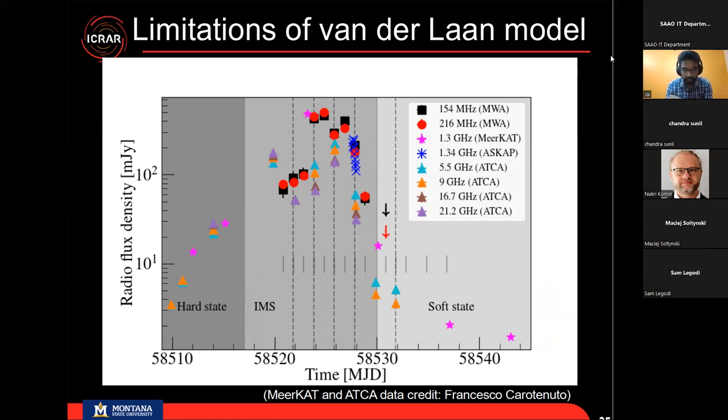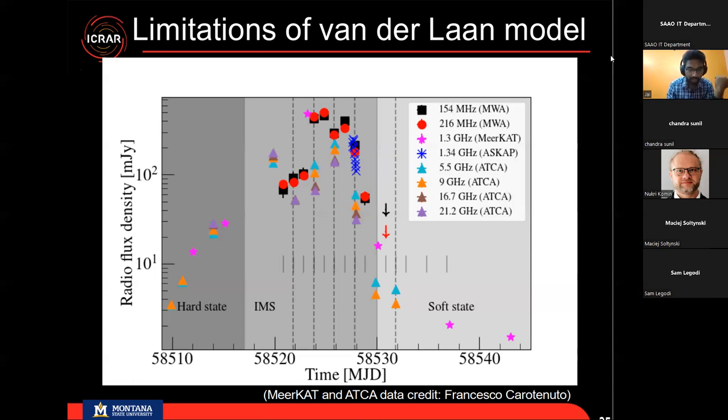So you can see my cursor. Around this particular moment, you can see that there's a big jump in the radio flux density at MWA frequencies. Now this suggested that a compact jet quenched and then we have our transient jet. But at the peak, you can see that there is a big variation in the radio flux density at MWA frequencies also.